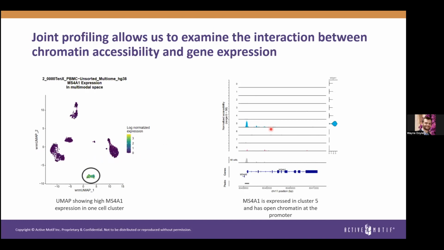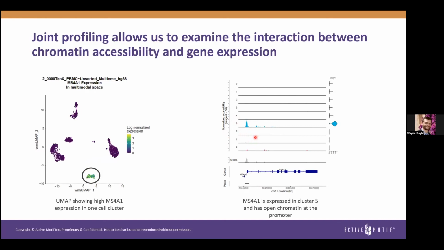We can also see on the chromatin accessibility space that the data matches. So I'm showing here, each of these lines is a different browser track. Similar to what we saw with the bulk ATAC sequencing data, if you're seeing increased signal, that means that there's increased open chromatin. We're applying this around the MS4A1 gene. So in cluster 5, the same cluster as here, we have really nice open chromatin at the promoter of MS4A1.